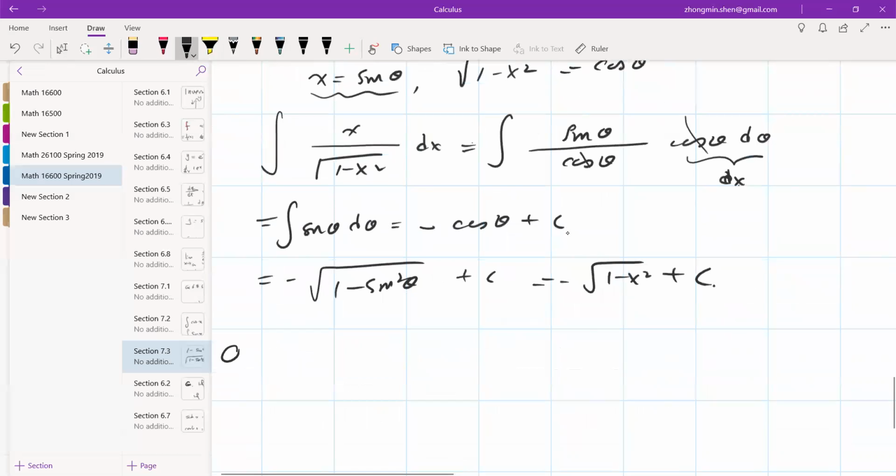So let's do the problem. I will ask you to do this problem: the integral of x over the square root of x squared plus 4 dx. Let's do this in class.